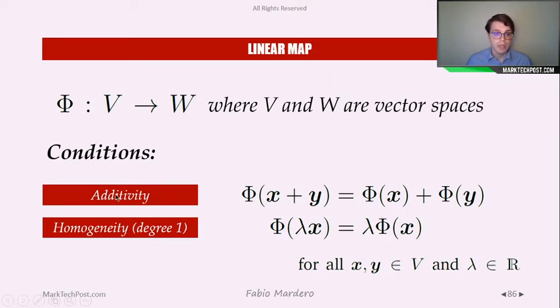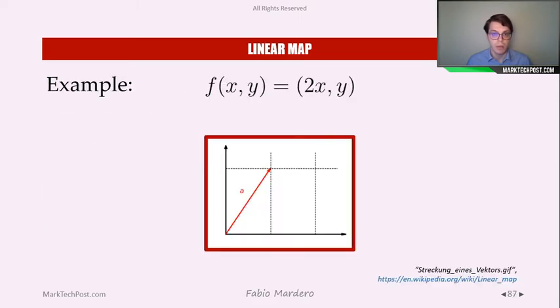As you can see, the additivity condition says that applying the function to the sum of two vectors is the same as applying the function to the x vector and the y vector and summing the two results together. Homogeneity is basically the same with the scalar multiplication. Let's take a look at an example of what a linear map is.